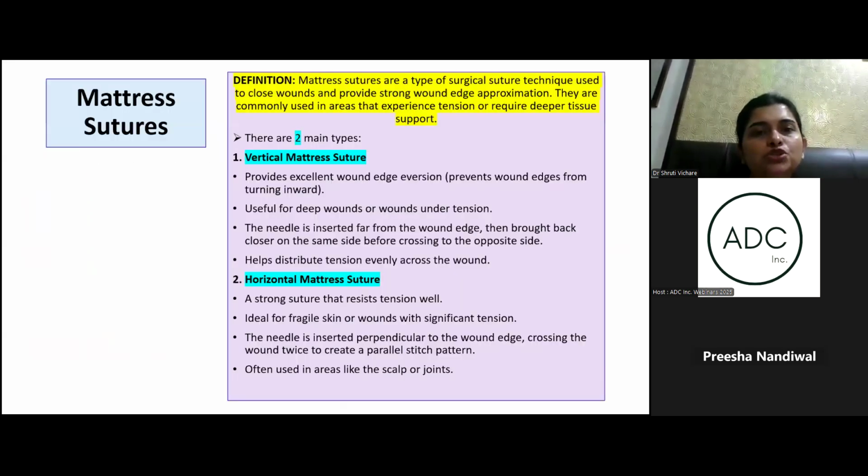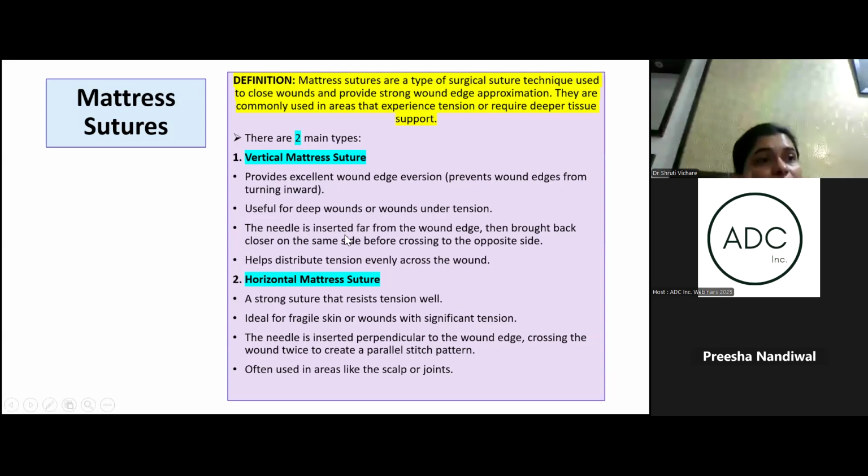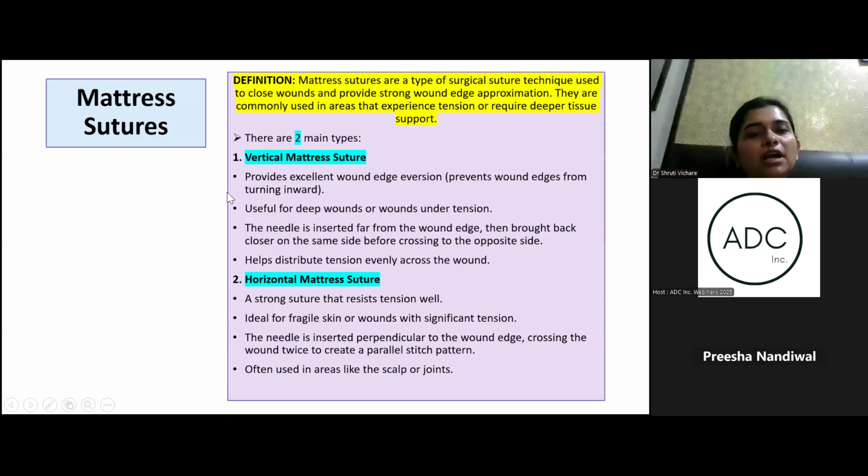Now about these mattress sutures, the vertical mattress sutures provide excellent wound eversion. For deep wounds, or wounds that we expect would be closed under tension, we prefer using vertical mattress sutures. Horizontal mattress sutures are ideal for fragile skin or wounds with significant tension, and where you have broad spanning areas, you can make use of horizontal mattress sutures.